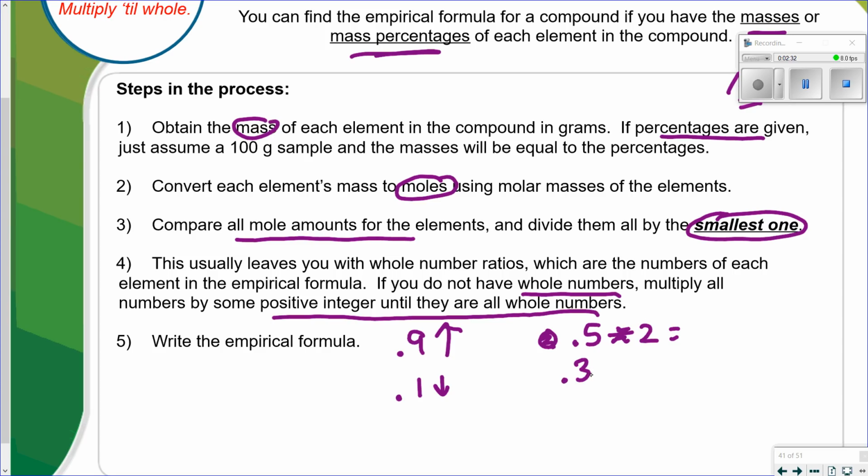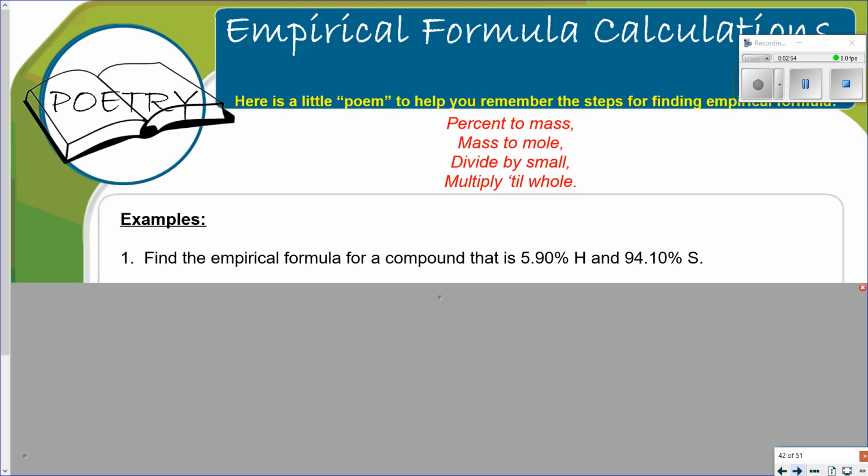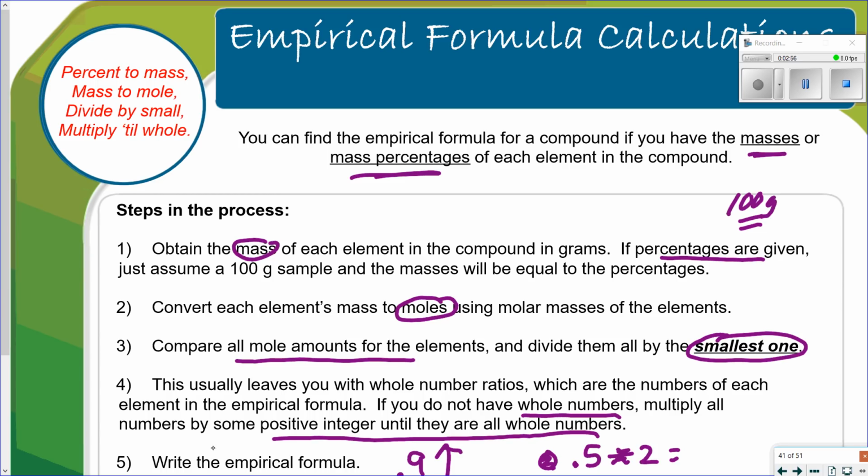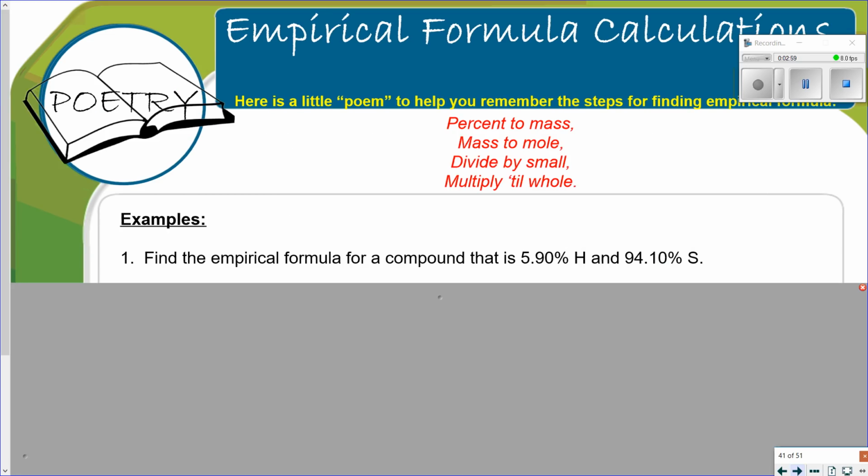If the ending is 0.33, you can't round that up, you can't round that down. You multiply that by 3 and it gets you to a small whole number. If the ending is 0.66, you can multiply that by 3. That will also get you to a small whole number. And if it's 0.25, you can multiply that by 4, and that would get you to a small whole number as well. All right, and then you will write the empirical formula.